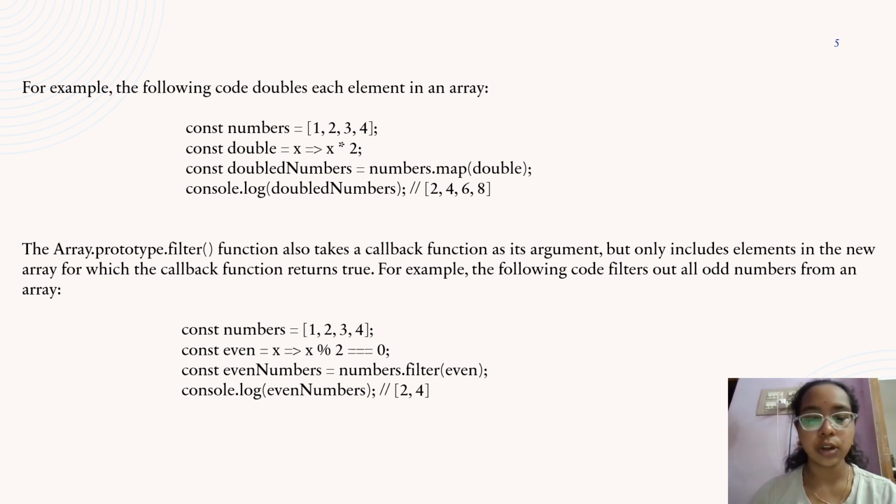This is a small code. Constant numbers equal 1 2 3 4. Constant even, number mod 2 equal to 0. Even numbers equal to numbers dot filter of even.